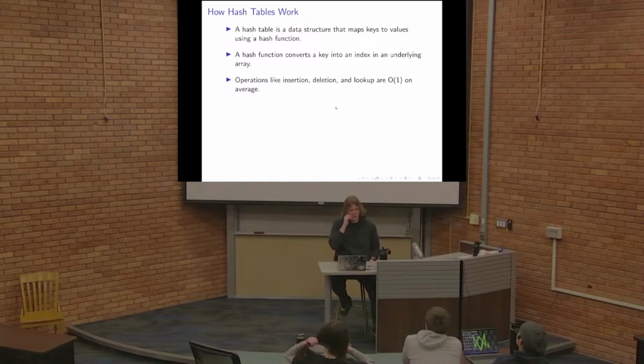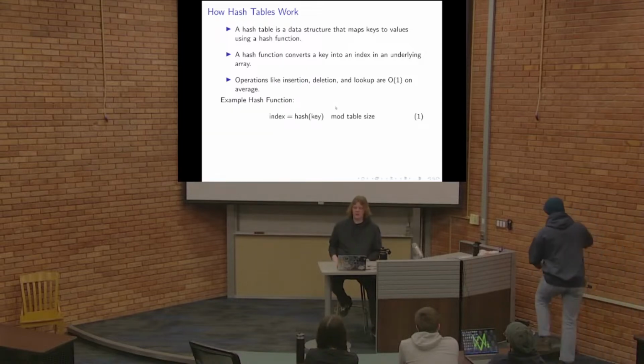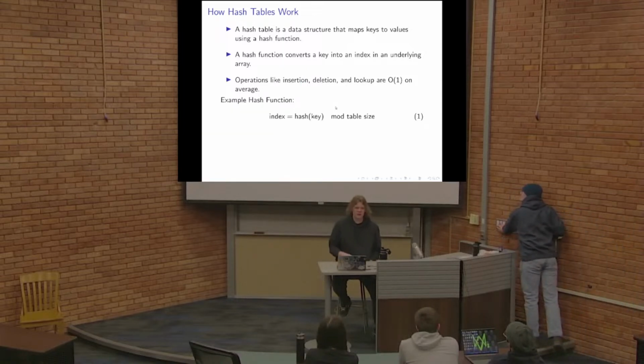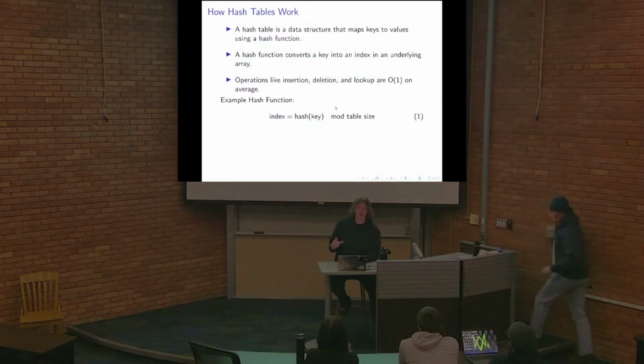So how they work. It maps keys to values using a hash function. It converts a key into an index in an underlying array. And so operations like insertion, deletion, and lookup are O(1). Basically, this is just an example hash function. Obviously, hash is a function that you're passing it into, but you're going to find out the index of where it needs to be placed in the array by passing in the key to a hash function and modding by how big that array is.